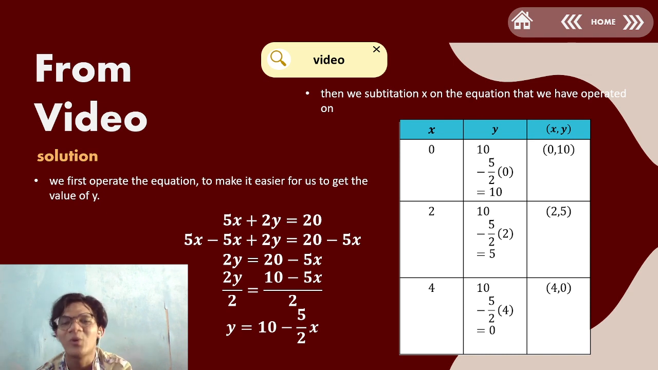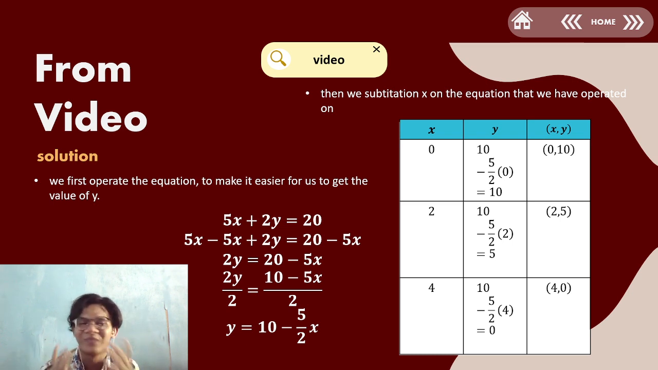5x plus 2y is equal to 20. On both sides we subtract 5x. So we got 2y is equal to 20 minus 5x. Both sides we divide by 2 and we got y is equal to 10 minus 5/2 x. Then we substitute x into the equation that we have operated on.